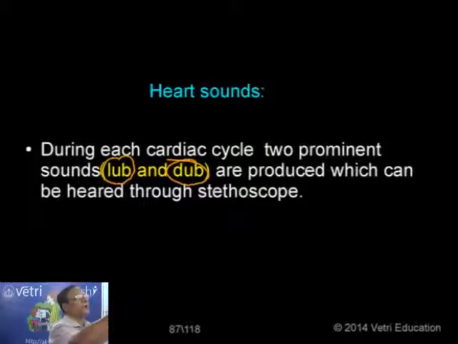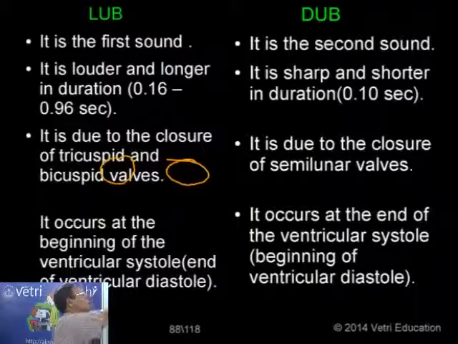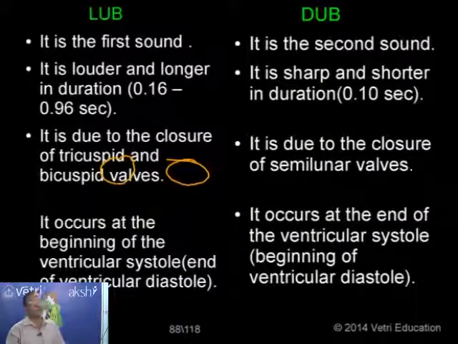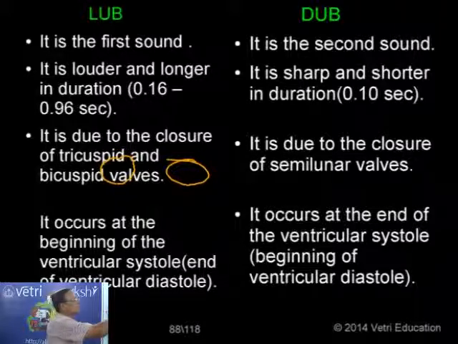Now let's compare the 2 sounds, lub and dub. So given here in the form of a tabular column. If you are comparing the 2 sounds, the first sound produced is called the lub. So it is the first sound.